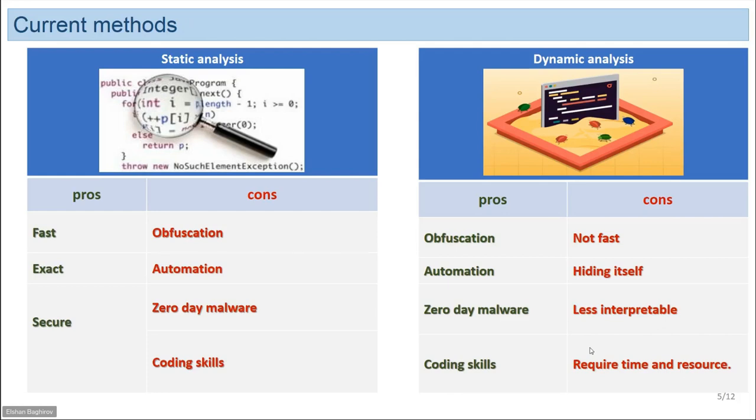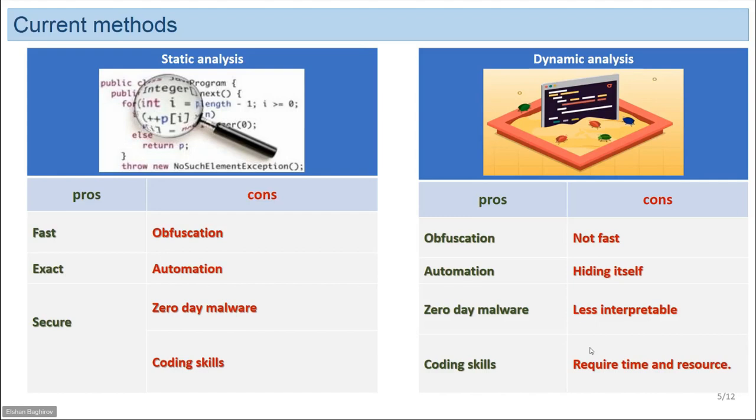Primarily, there are two methods for malware detection: static analysis and dynamic analysis. Static analysis is a method of detecting malware by inspecting the source code of a program without executing it. However, dynamic analysis involves detecting malware by executing it in a virtual environment. Each of these methods has advantages and disadvantages as well.